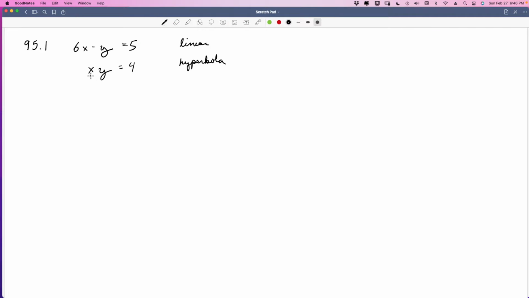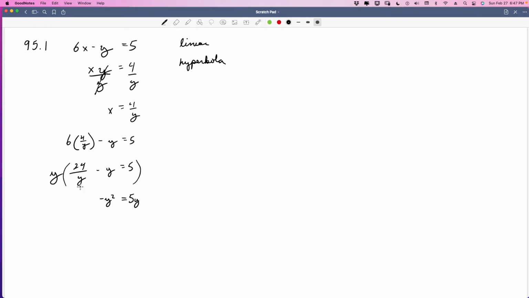substitution. So what I'm going to do is divide both sides by y. That gives me x is equal to 4y. Now I'm going to sub that in for x in x minus y equals 5. 24 over y minus y equals 5. I'm going to multiply everything by y so that I can get rid of this denominator. So y times 5 is 5y. Y times negative y is negative y squared. And y times 24 over y, that cancels, and I get 24.